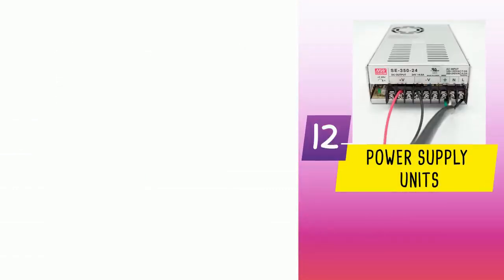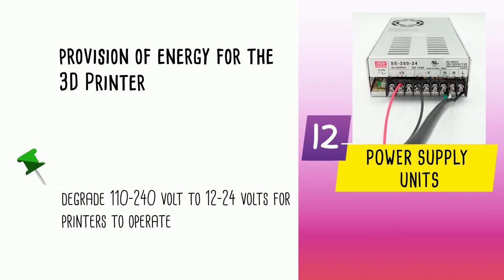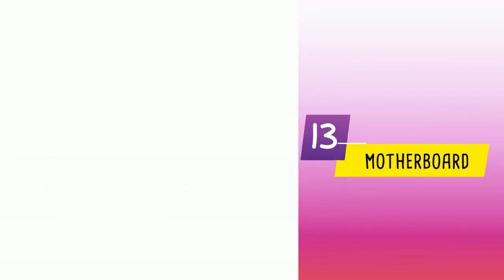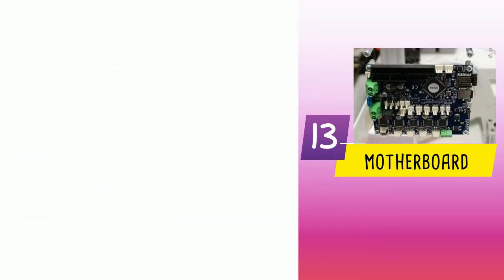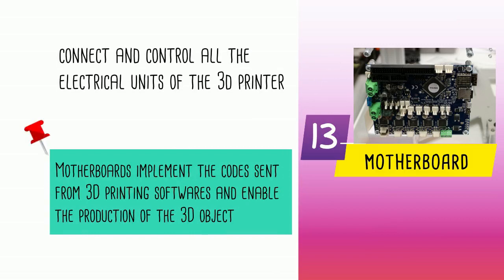Power supply units. They provide the energy for the 3D printer, and they step down 110 to 240 volts to 12 to 24 volts for printers to operate. Motherboard. All the electrical units of the 3D printers are connected to and controlled by microcontrollers on motherboards. Motherboards implement the codes sent from 3D printing software and enable the production of the 3D object.